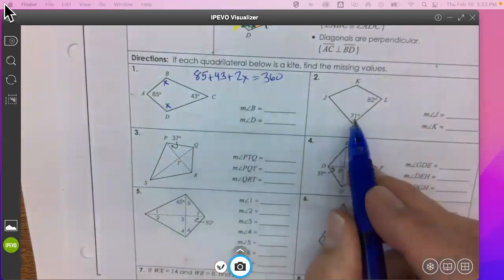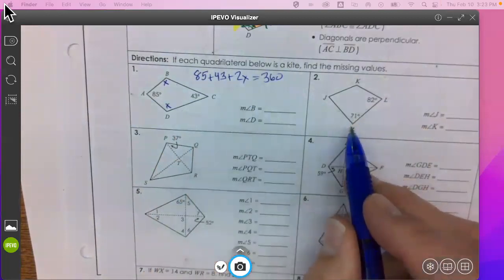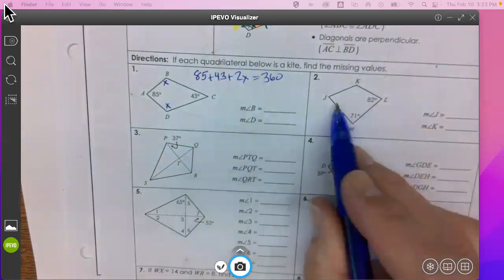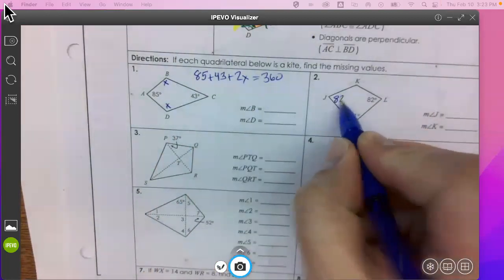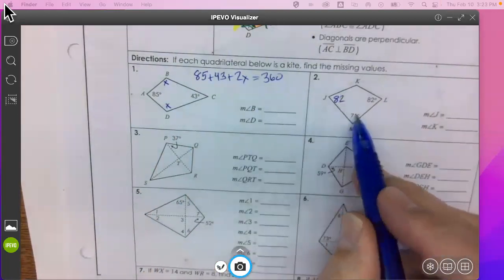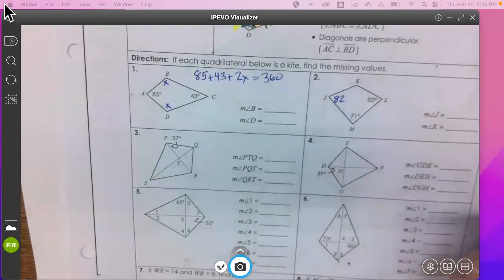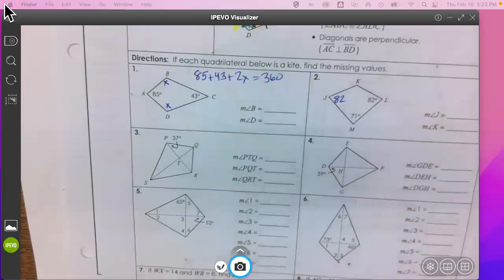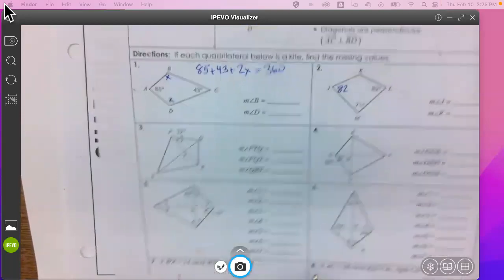What about number 2 here? Which angles are congruent? J and L. So if that was 82, so is this one. And I could do the 360 thing to find K, right?